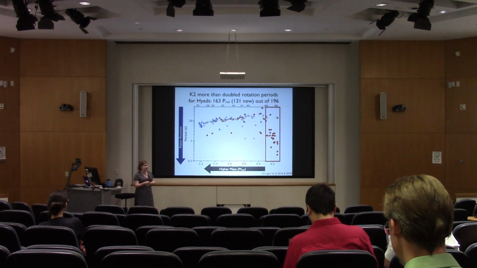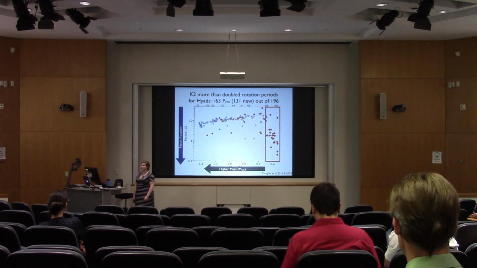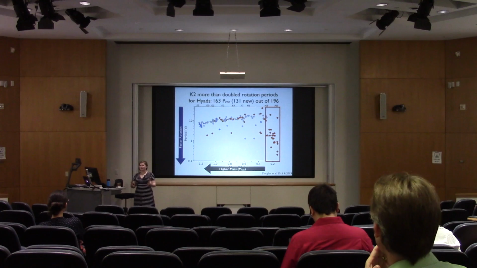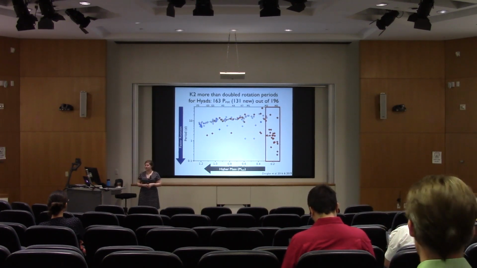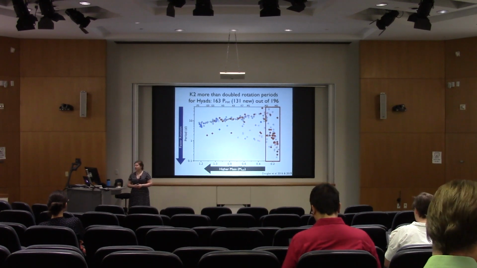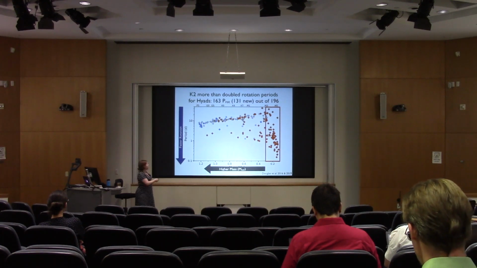And so from Campaign 4, my 2016 paper, we measured for the first time rotation periods for a large number of fully convective M dwarfs in the Hyades. This is our nearest open cluster neighbor, and we did not have rotation measurements for its lowest mass stars. And then Campaign 13 added a whole bunch more periods as well. And so in total, we added 131 new periods to the roughly 80 that were known before.